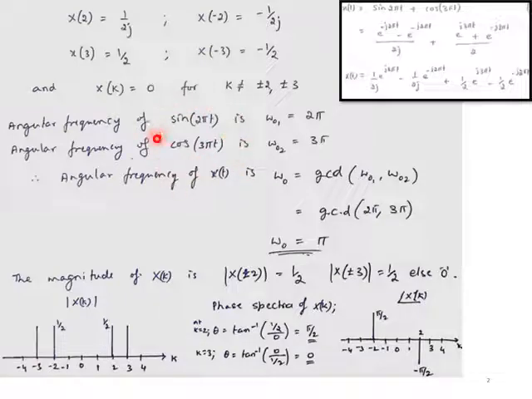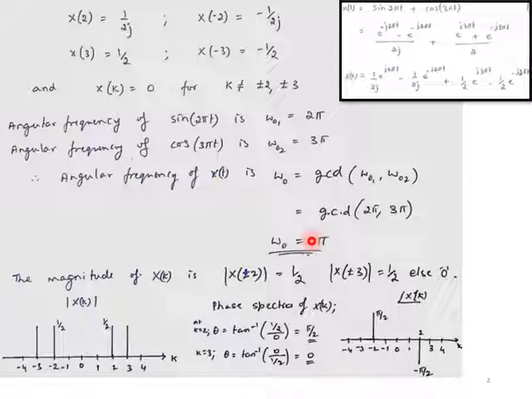It's a sum of these two terms that I considered. So I just need to take the GCD of 2 pi and 3 pi. That will give the angular frequency of x of t. The GCD of 2 pi and 3 pi should be pi. That's why I said omega naught is equal to pi for all the terms. So that's how we took the values.